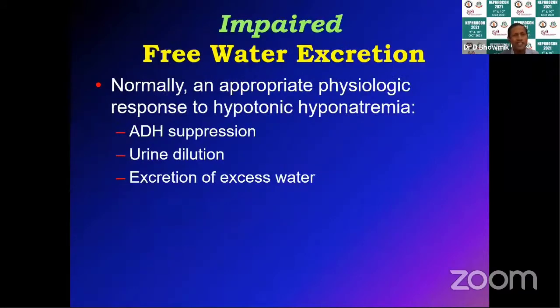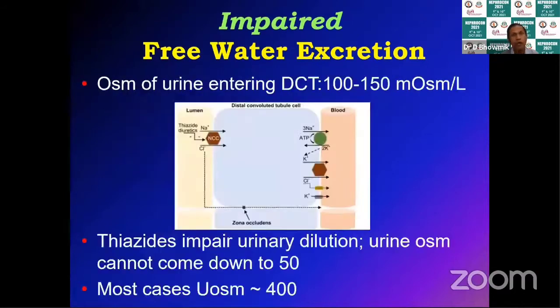Now, what normally happens is when there is hyponatremia, especially if it is hypotonic hyponatremia, the appropriate physiological response would be ADH suppression, urine dilution, and excretion of excess water. And the problem here with thiazides is that thiazides impair free water excretion. This is in sharp contrast to the loop diuretics, which actually increase free water excretion. So loop diuretics are useful in treating hyponatremia if you're using them along with 3% saline, but the thiazides impair free water excretion. And why do they do that?